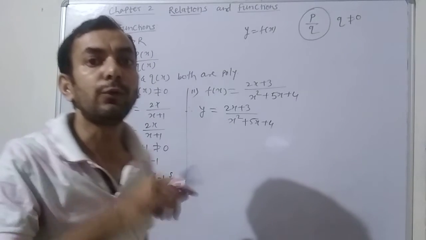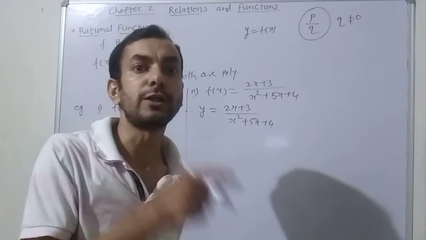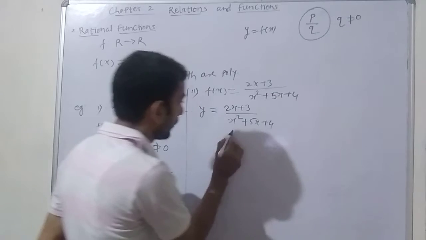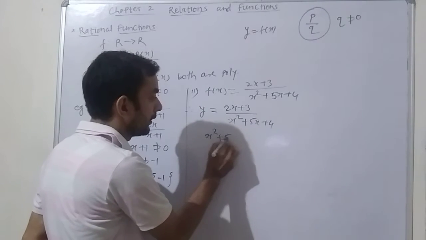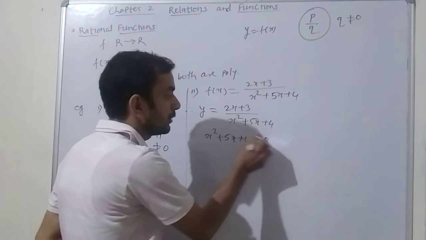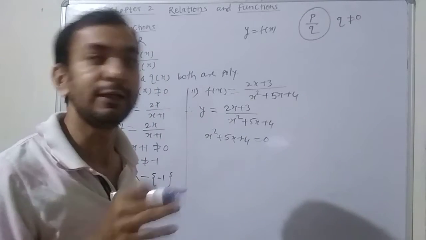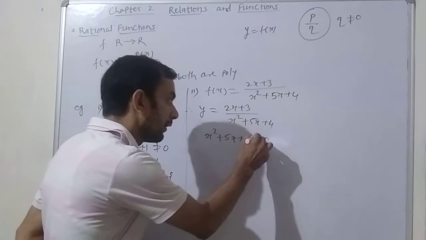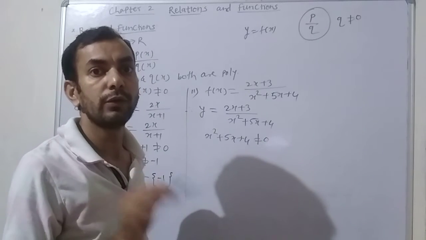So when we have to find the value of y, except those points where the denominator becomes 0, we write x square plus 5x plus 4 equal to 0. To find the domain as the input, x square plus 5x plus 4 should not equal 0.